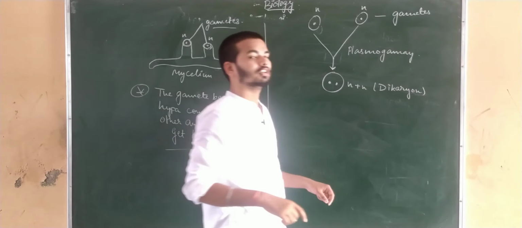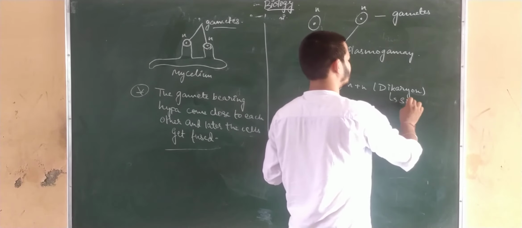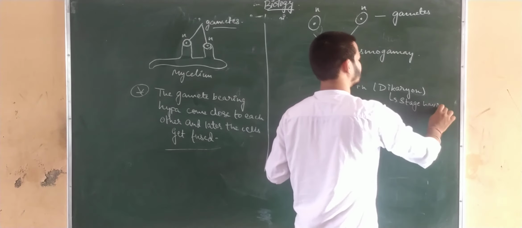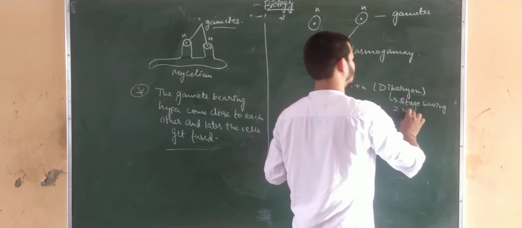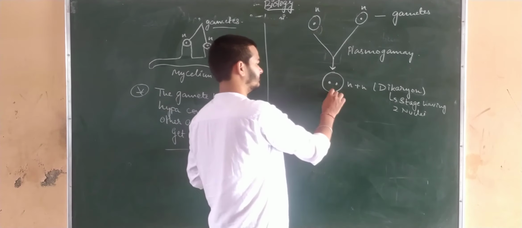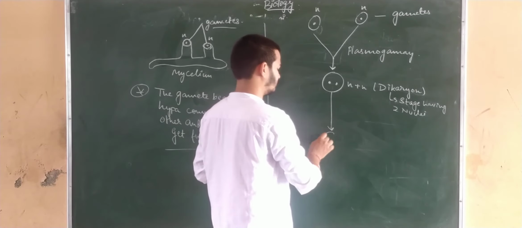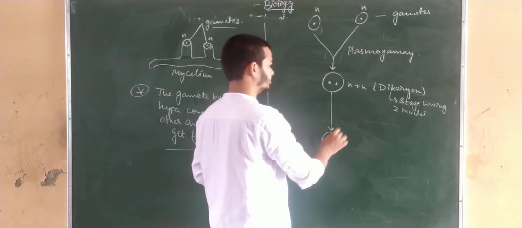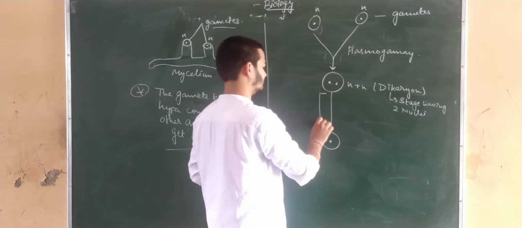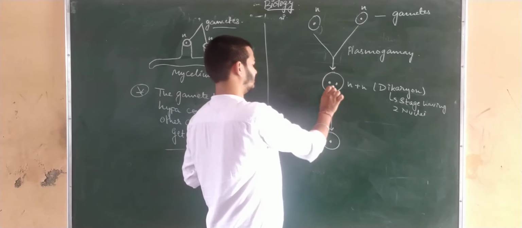Because two nuclei are present, it is a stage having two nuclei. And after this the two nuclei will be fused with each other. Now the two nuclei have fused. This process is known as karyogamy. This is karyogamy.